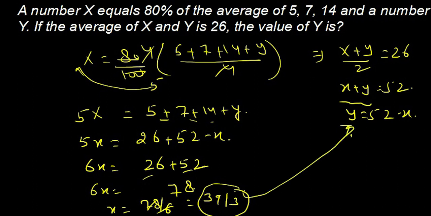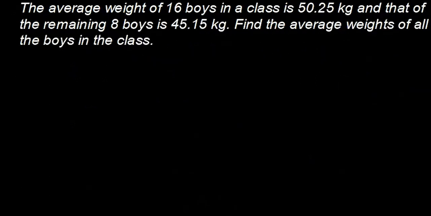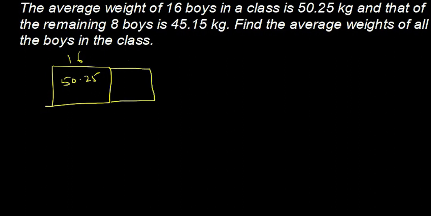Okay, let's come to the next problem. The average weight of 16 boys in a class is 50.25. So there's a class of 16 boys and the average is 50.25. And there's another class with 8 boys, and they have an average of 45.15. Find the average weight of all the boys.